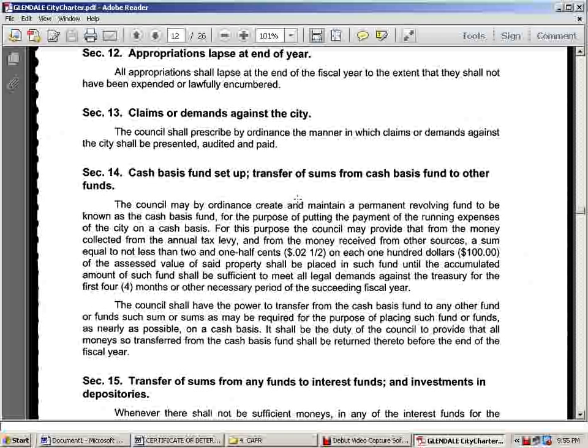Okay, here we go. Cash basis fund setup. Transfer funds from cash basis fund to other funds. The council may by ordinance create and maintain a permanent revolving fund to be known as the cash basis fund for the purpose of putting the payment of the running expenses of the city on a cash basis. For this purpose, the council may provide that from the money collected from the annual tax levy and from monies received from other sources, a sum equal to and not less than 2 1/2 cents on each $100 of assessed value of said property shall be placed in such fund until the accumulated amount of such fund shall be sufficient to meet all legal demands against the Treasury for the first 4 months or other necessary period of this succeeding fiscal year.